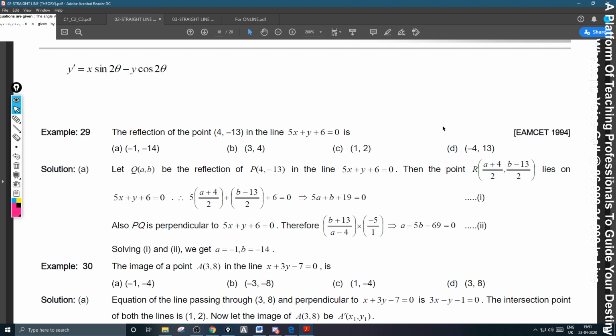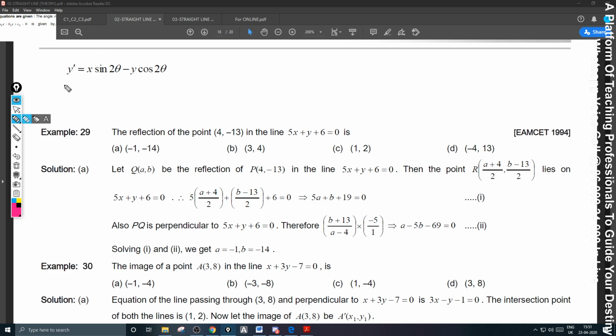This is a question given. Let me enter the data. The reflection of the point (4, -13) in the line 5x + y + 6 = 0. The method I am going to teach you now gives you both the foot and the image. I am not using the formula, but working it out directly. Just understand this, very easy.